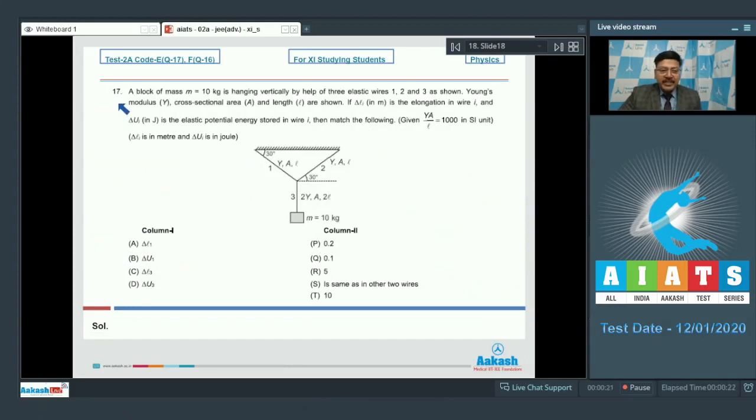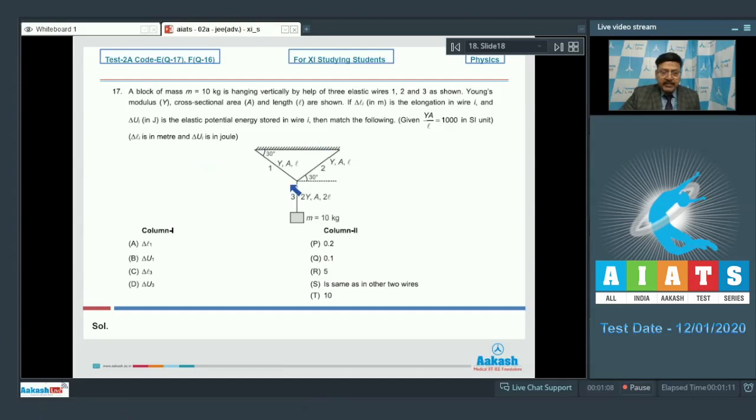Well, now we are into question 17, which says a block of mass M equal to 10 kg is hanging vertically by help of 3 elastic wires 1, 2 and 3 as shown. Young's modulus Y, cross-sectional area A and length L are shown. If delta Li in meter is the elongation in wire i and delta Ui in joule is the elastic potential energy stored in wire i, then match the following. Given YA by L equals 1000 in SI unit, delta Li is in meter and delta Ui is in joule.